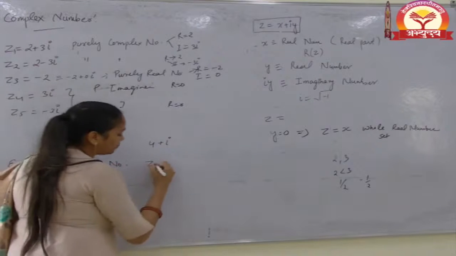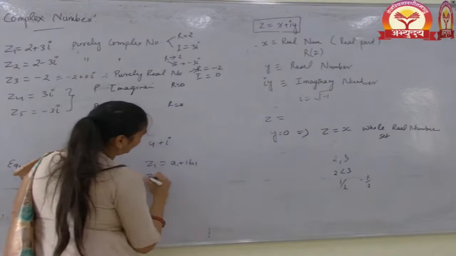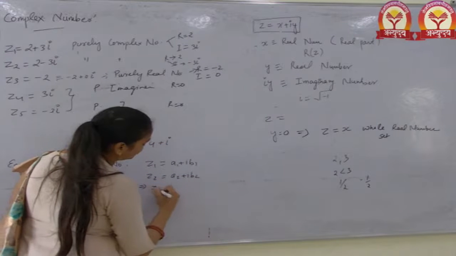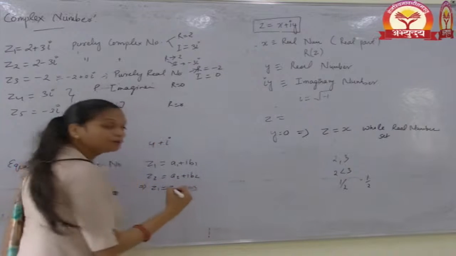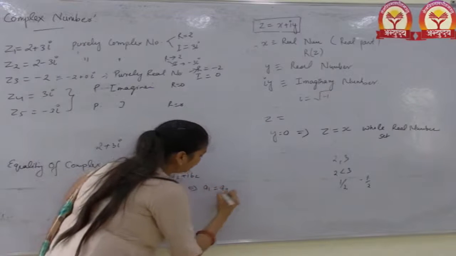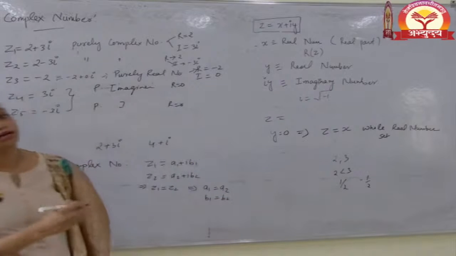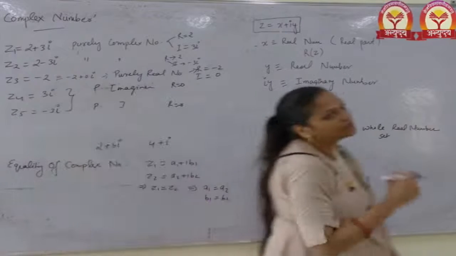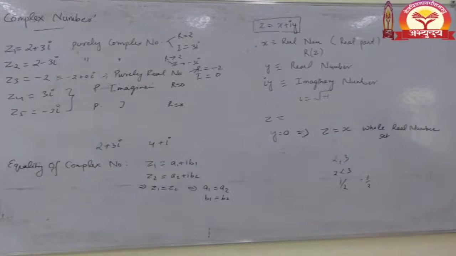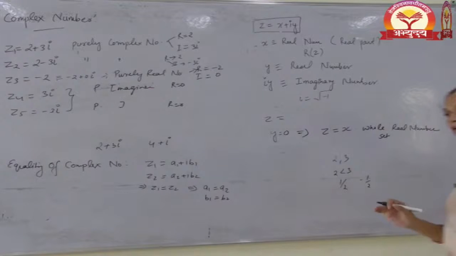complex number? Suppose z1 is equal to a1 plus i b1 and z2 is equal to a2 plus i b2. So that means z1 is equal to z2 implies real part a1 should be equal to a2 and imaginary part, that means b1, should be equal to b2. In that case only we can say both are equal, otherwise it is not equal. That means complex numbers can only be equal or not equal. Inequality you cannot do. Okay?